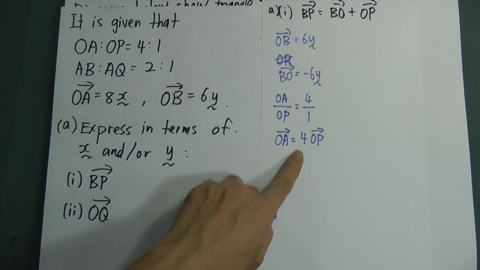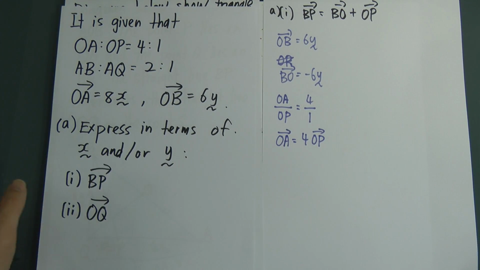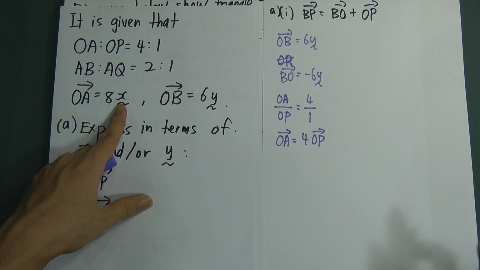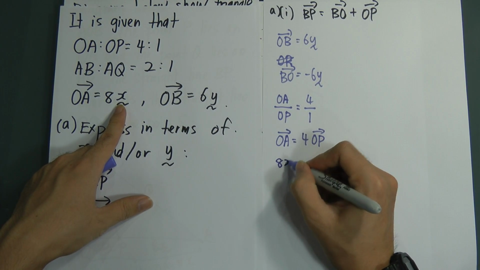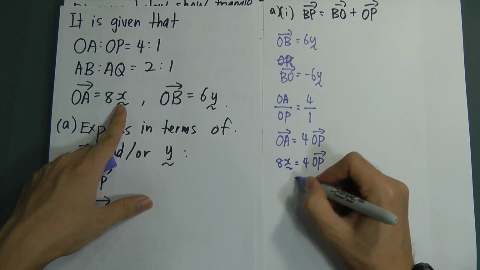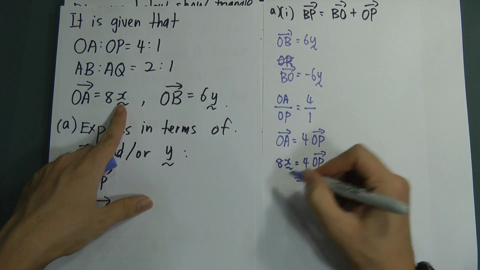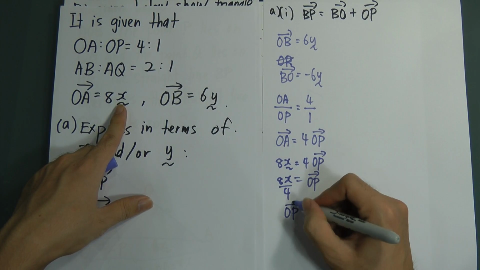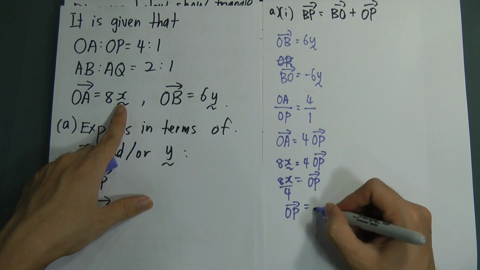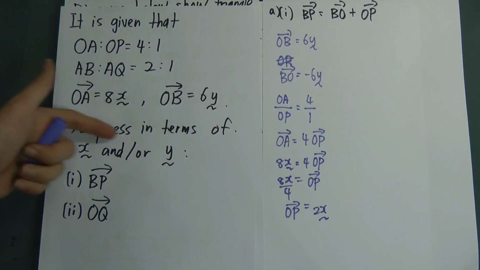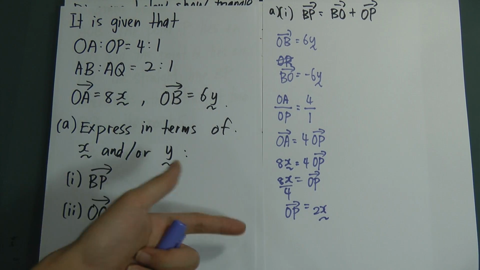Okay, OA will equal 4 OP. So to find OP is very easy because you know OA equals XX, right? So XX will equal 4 OP. Therefore, OP will equal XX divided by 4. Simplifying, you get 2x. You can get the 2x purely from this information.